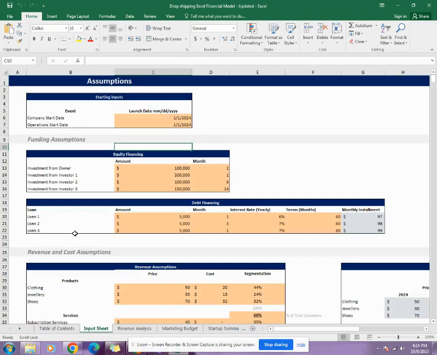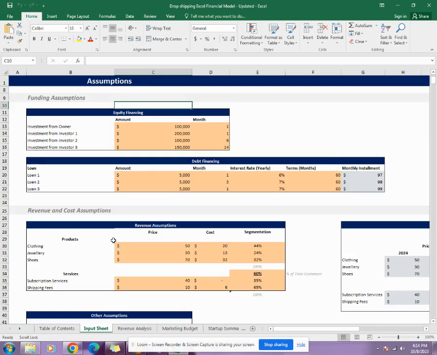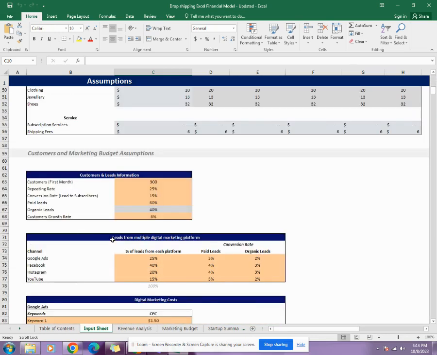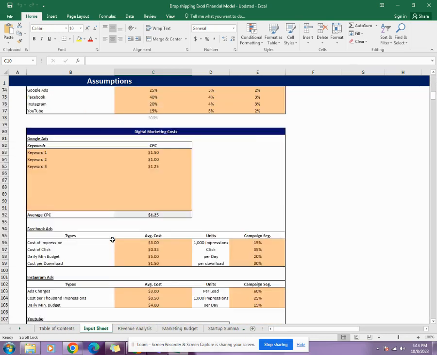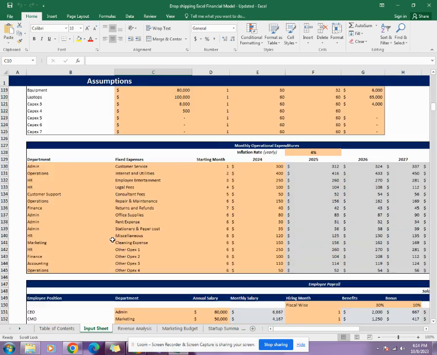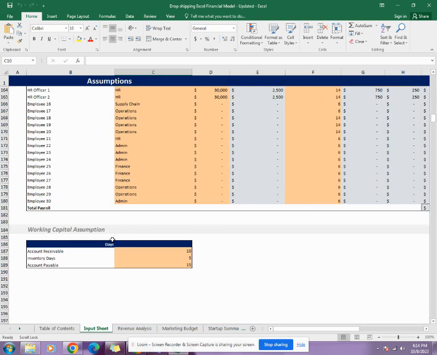Then coming towards the input sheet, it includes all the assumptions which are relevant to this model, such as funding assumptions, revenue and cost assumptions, customer and marketing budget assumptions, as well as capex and opex assumptions, and working capital assumptions.